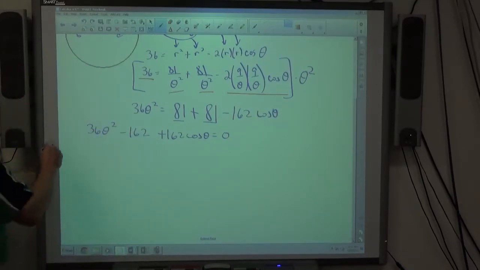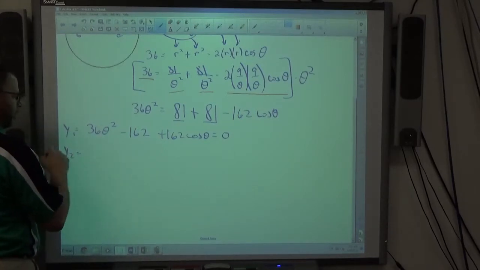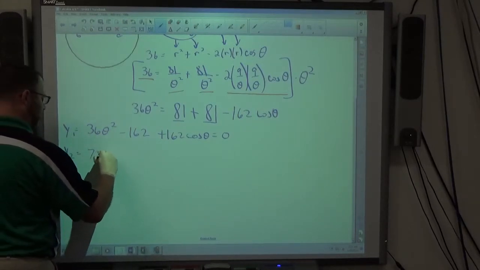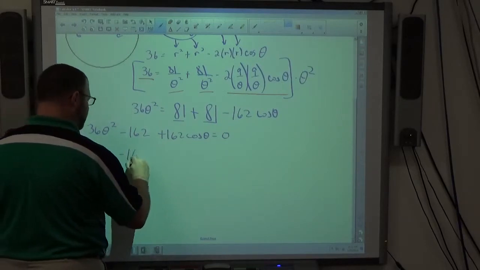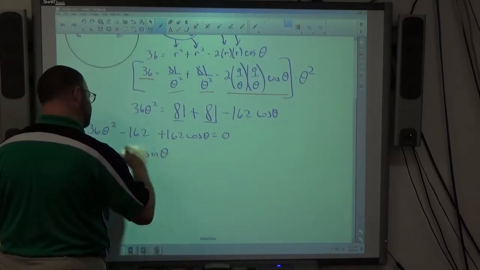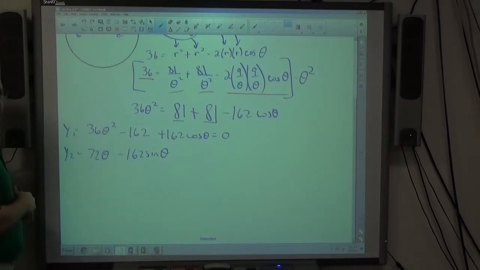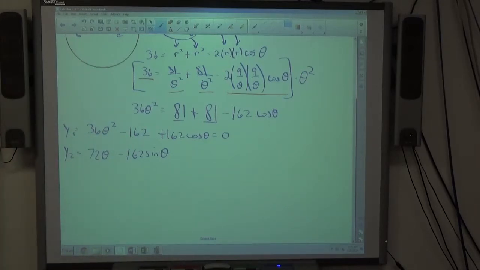So that's my y sub 1. That's my function I'm trying to solve. And y sub 2 is simply its derivative, which is going to be 72 theta minus 162 sine of theta. Derivative, of course, of 162 is 0, so it just goes away. So I got my y1, I got my y2. The only answers I care about are between 0 and pi, so when I set up my window, if I just go from 0 to pi, anything that happens on that window matters.